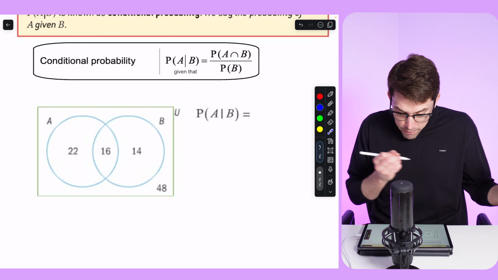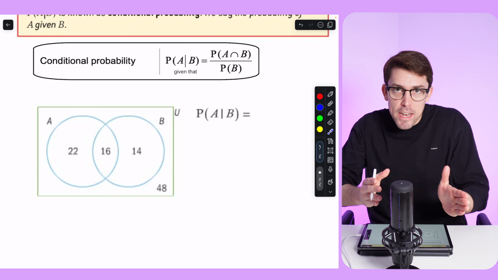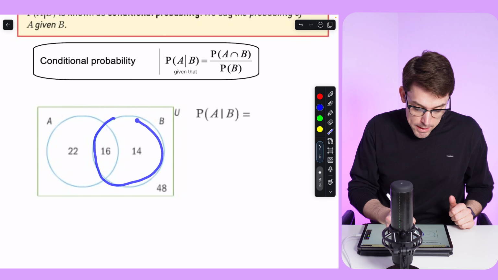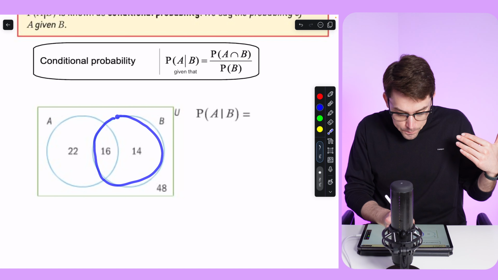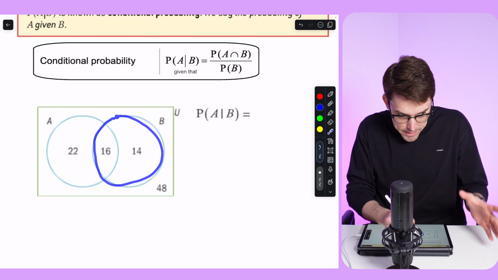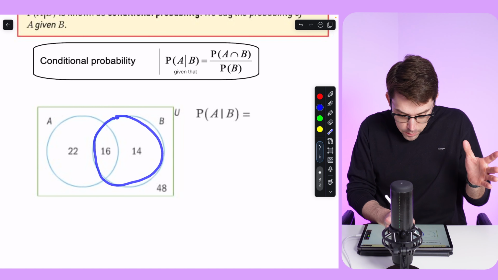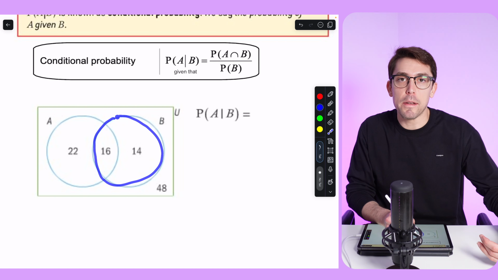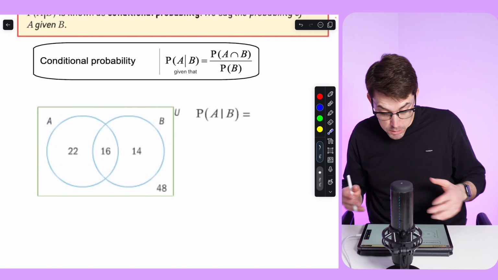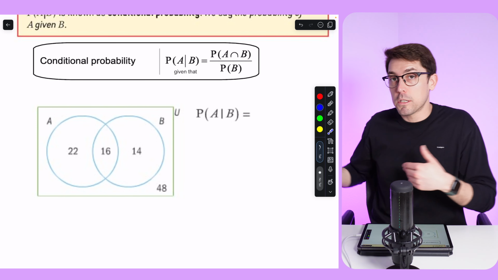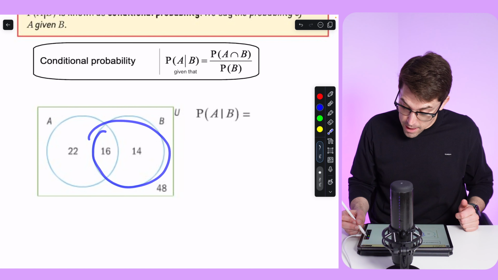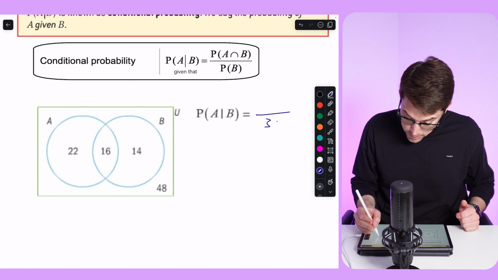Well, let's take a look at A and B. So the probability of A happening given that B happens. It's given that B happens, meaning that B has to happen. What that means is that B is now going to be your set of the total number of outcomes because it's happened. It's also what you're using as your anchor, so to speak, because it's like, hey, given that this happens, what's the probability of something else happening? So we're going to take the 16 and 14 as our new denominator, 30.